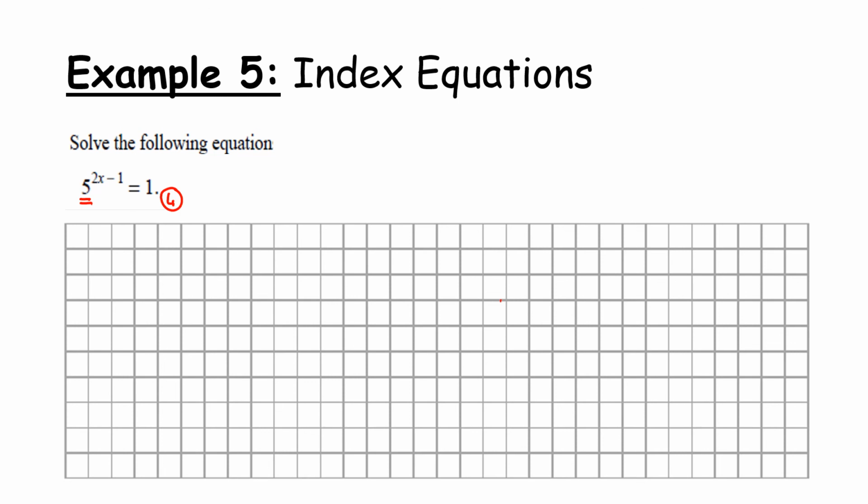Law 4 tells me that any number to the power of 0 is 1. So I can say 5 to the power of 2x minus 1 is the same as 5 to the power of 0. I am able to rewrite that right hand side as 5 to a power. So sometimes people try to rewrite 5 as 1 to a power, but remember, 1 is a special type of number that no matter what power you put it to, it's still going to be 1.